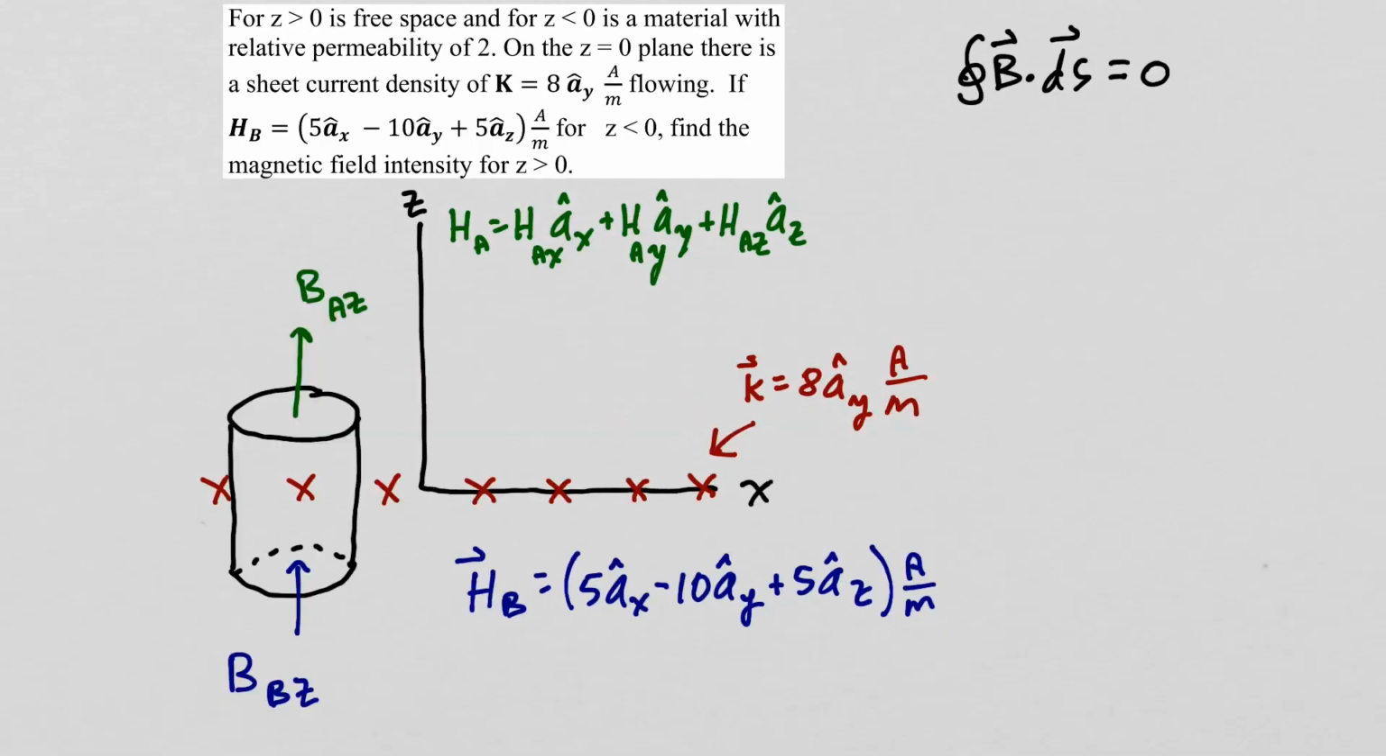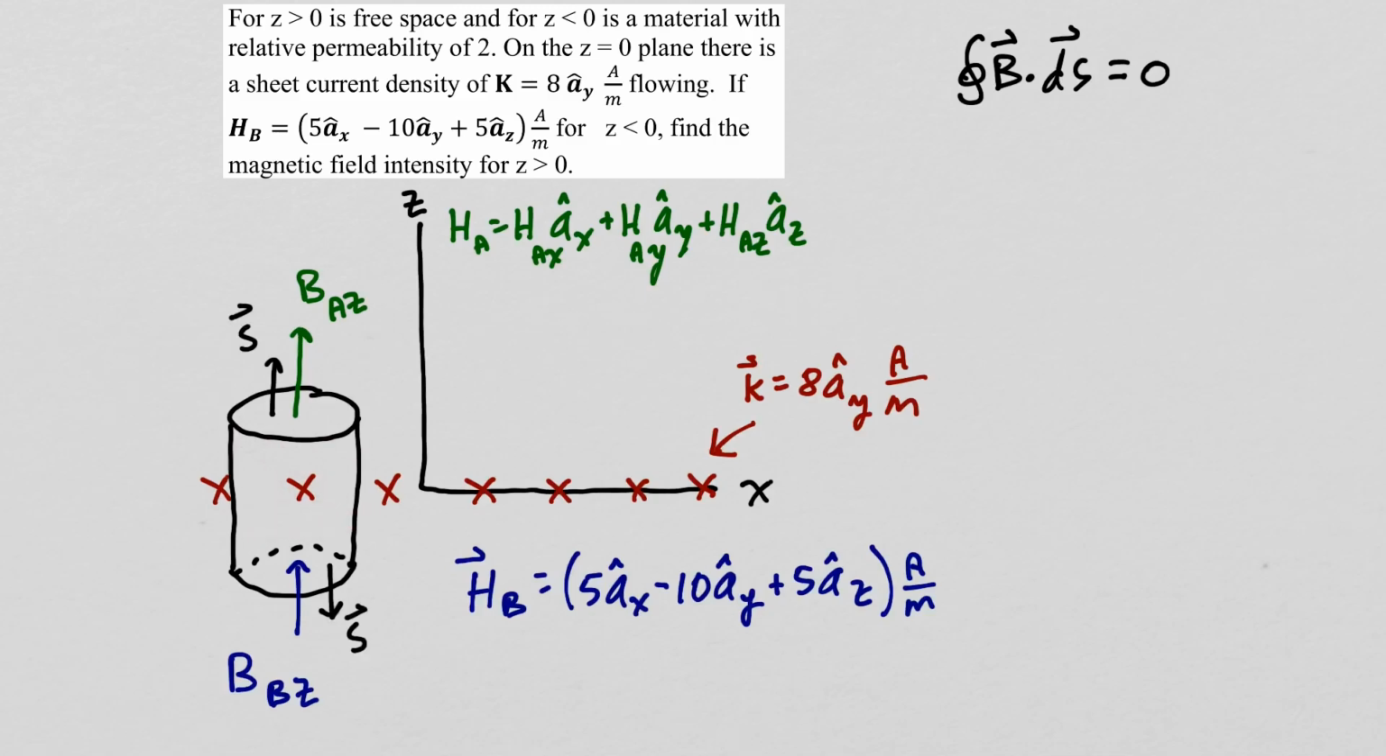We'll start by applying the integral of B dot ds equals 0 over this Gaussian surface. Now, the magnetic flux density field in the x direction and in the y direction, which is into the page, go into and out of the sides of our Gaussian surface. So the integral of B dot ds along the sides will be 0.